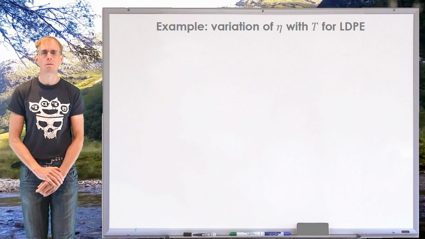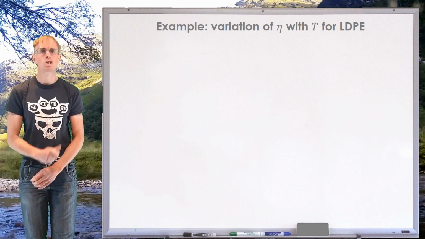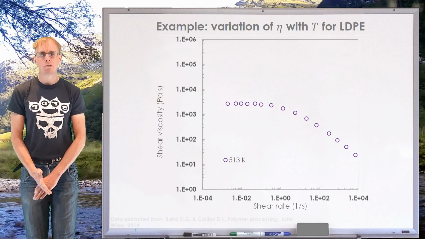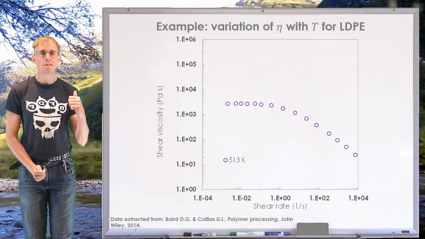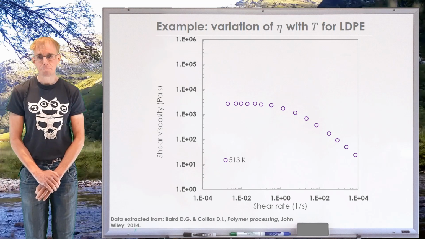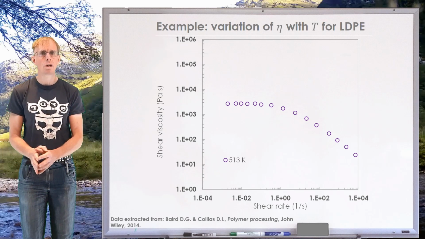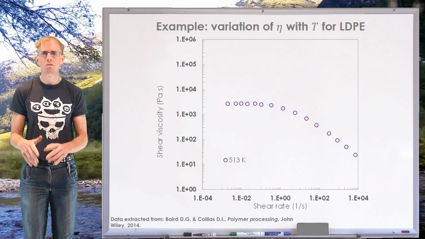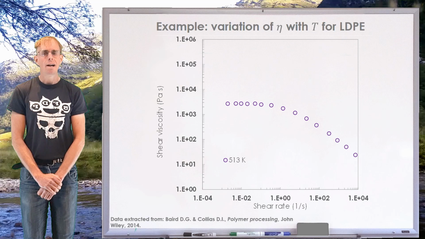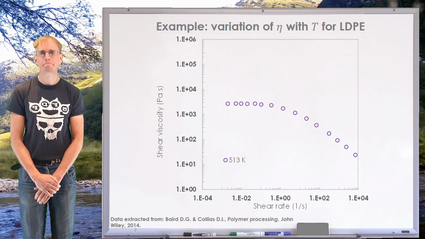And so by means of an example, I'd like to show you a graph of the variation of apparent viscosity as a function of shear rate with temperature for a low density polythene. So there on the whiteboard is a plot of shear viscosity as a function of shear rate. The data that is on the board at the moment is for low density polythene at 513 Kelvin. And we can see that we've got a Cross-type behaviour here for our shear viscosity. We've got a low shear rate Newtonian plateau at around 2 or 3 times 10 to the 3 Pascal second, and after about 1 reciprocal second we enter a shear thinning regime.